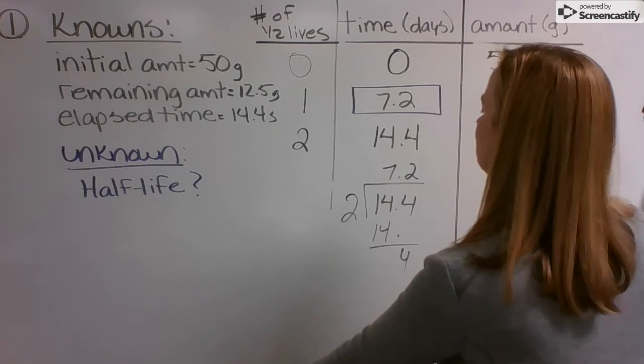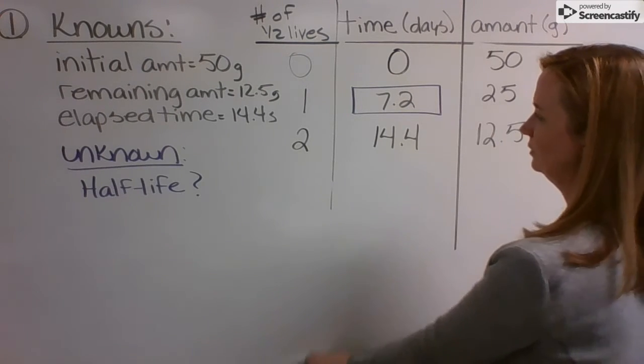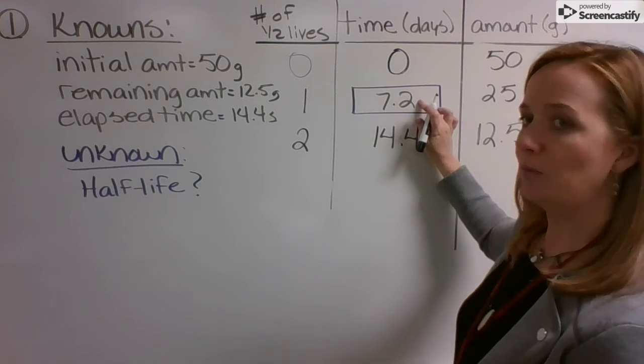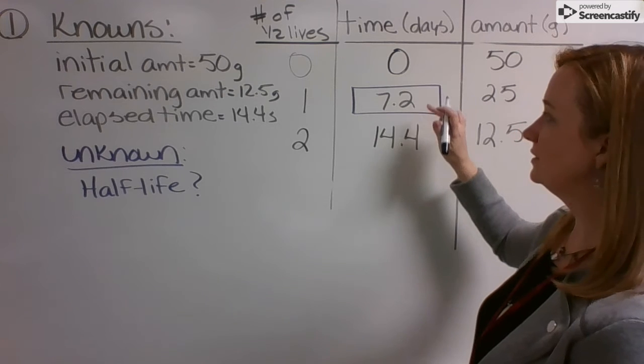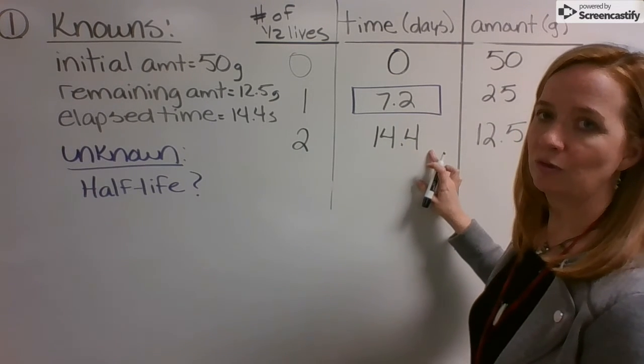Now let's say I want to double check that. Let's say I'm not quite sure, don't have my calculator at hand, not sure how to do that division. So 7.2 plus 7.2, it is indeed 14.4.